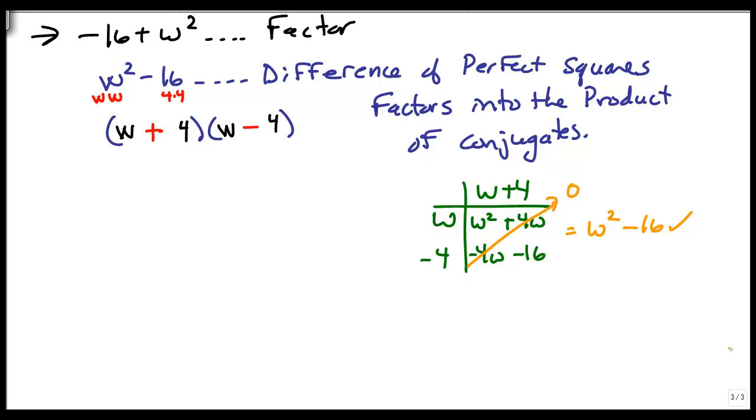Let's go ahead and try quite a few more difference of perfect squares. And again, it's a good idea to get in the habit of checking these, so we'll be checking these along the line as well. Let's try 49 minus b squared. Let's factor. And again, difference of perfect squares.